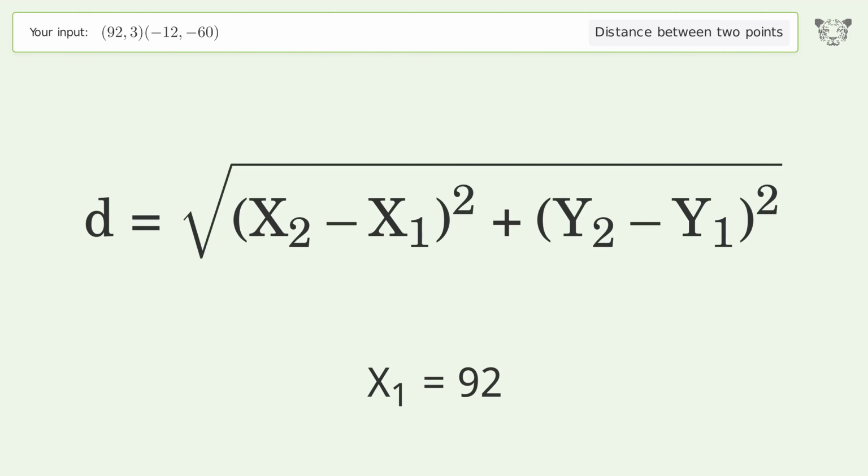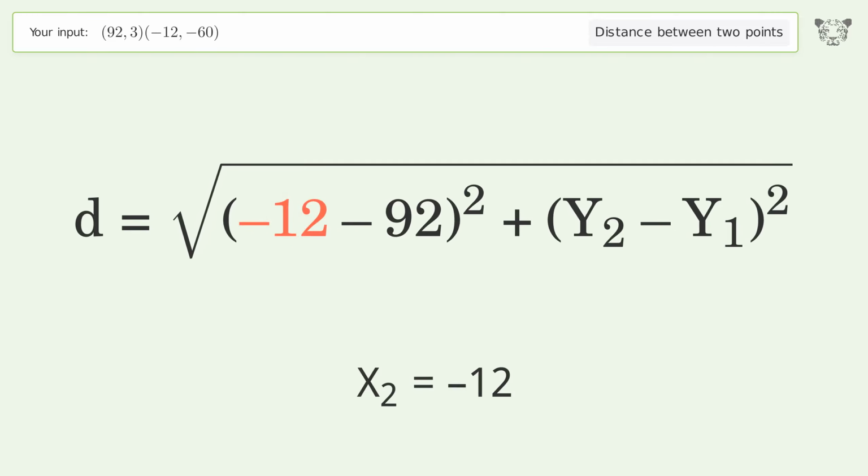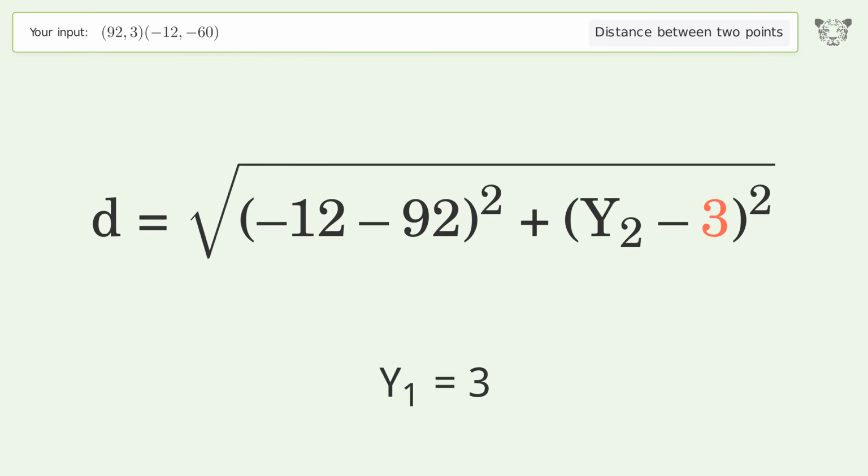x1 equals 92. x2 equals negative 12. y1 equals 3. y2 equals negative 60.